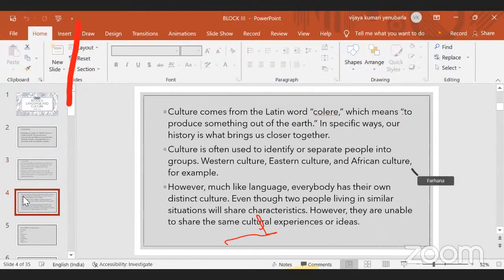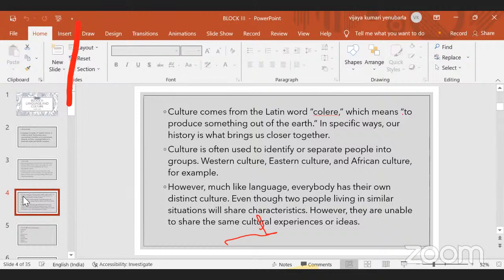So culture comes from the Latin word colere, which means to produce something out of the earth. That is the literal meaning of the word culture. So whatever is produced out of the earth comes under culture. That means the way we eat, the food we eat, the architecture we use, the home decoration, the celebrations, arts, music, dance, and whatever you use, everything comes under culture. So culture is often used to identify or separate people into groups.